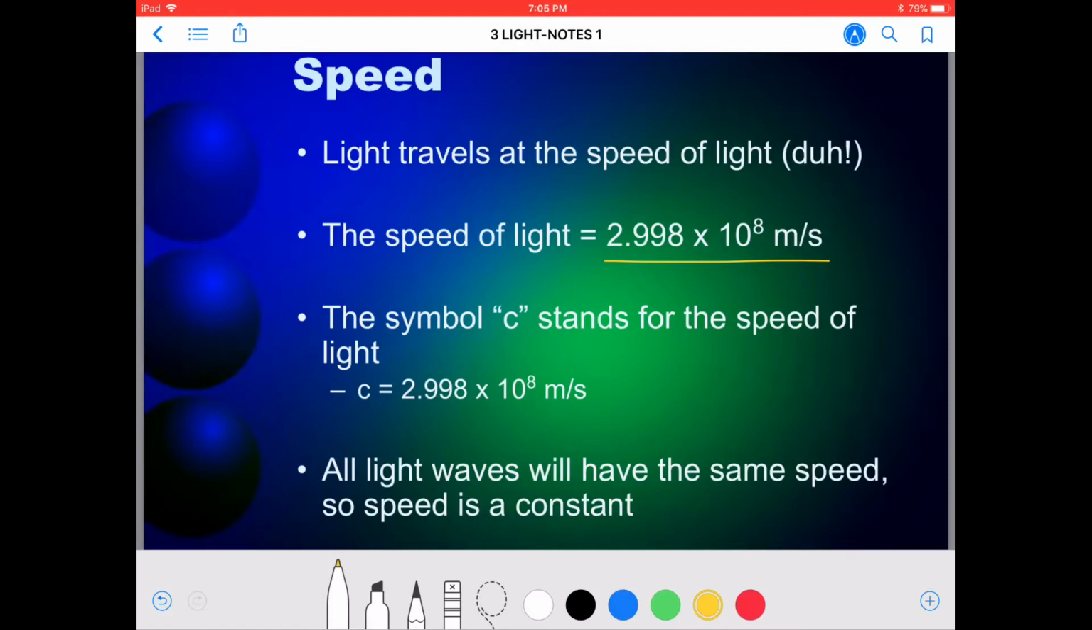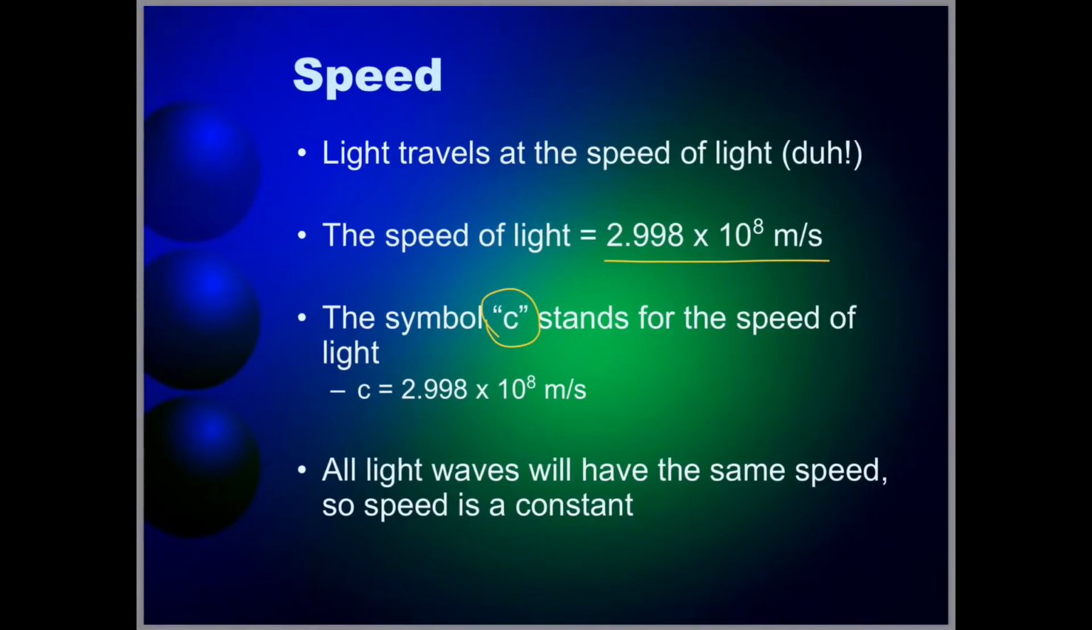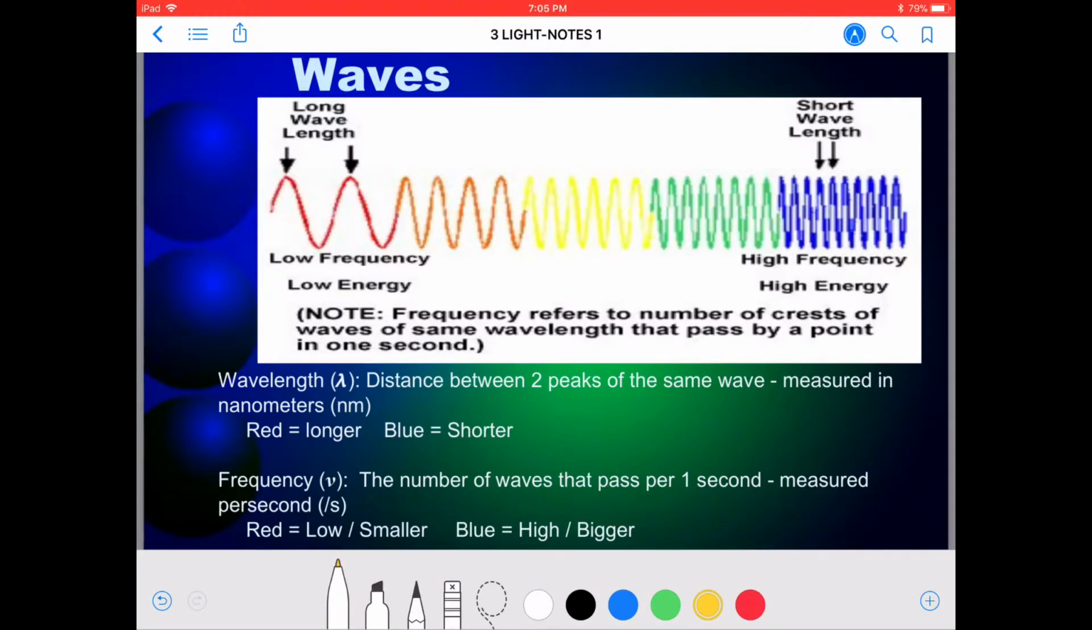So that is 299 million meters per second, way faster than the speed of sound, or anything that our eyes would ever be able to see. The speed of light has a symbol, which is letter C. Again, it's a constant, so that's an easy way to remember that speed of light is letter C. Now, that's the only one of the wave properties that's constant for all light. The other ones we're going to talk about now are changing for the different colors and the different energies of light.